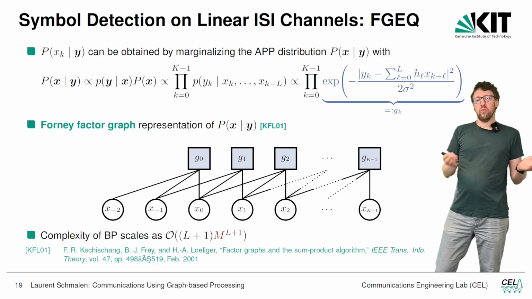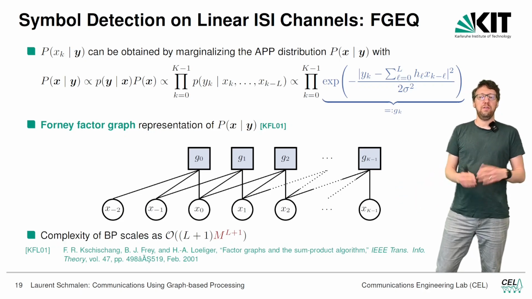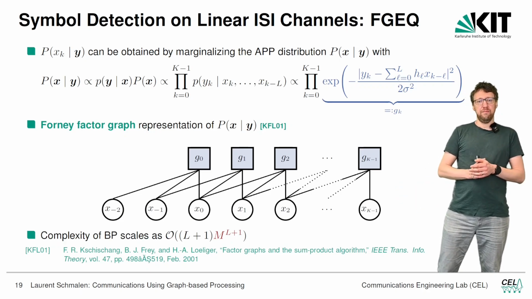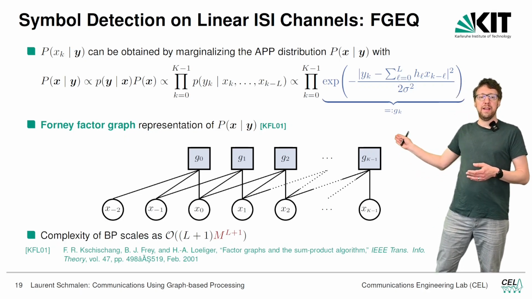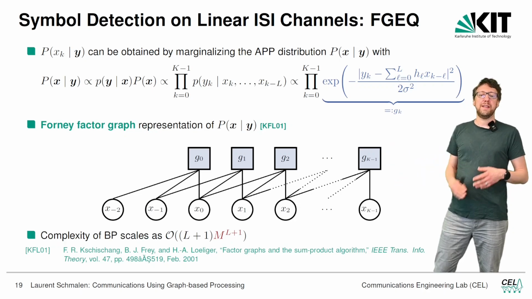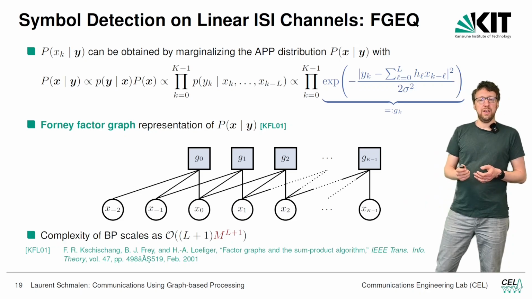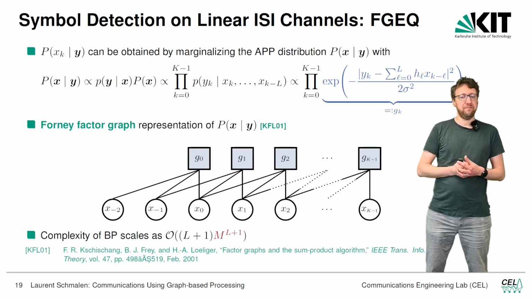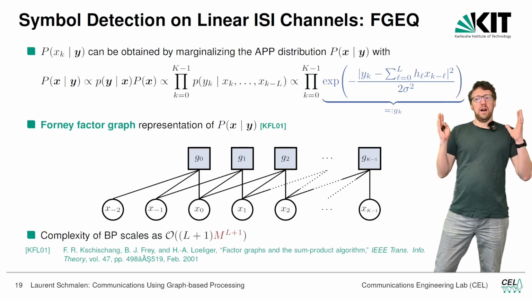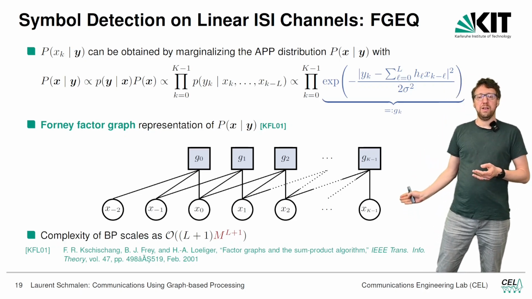Okay, so we can say the problem is solved. We just run the belief propagation algorithm on this graph and we are done. Well, it's not so easy, because unfortunately the complexity of evaluating these square function nodes scales very badly. It scales with the cardinality of the constellation to the power L plus 1, where L plus 1 is the length of the impulse response. So if we have a high order constellation, 16 QAM, 64 QAM, 256 QAM, we already have a very large M.